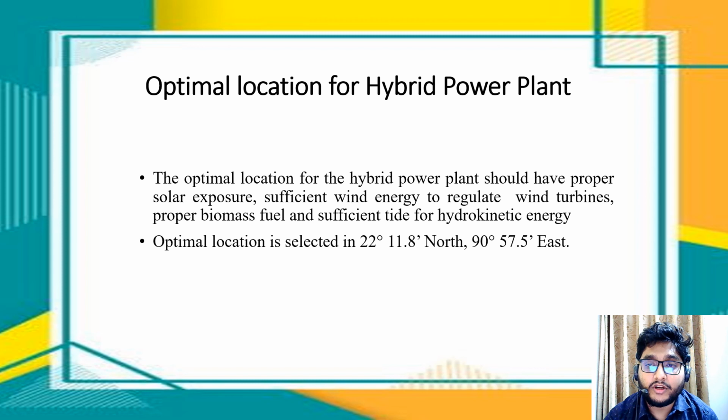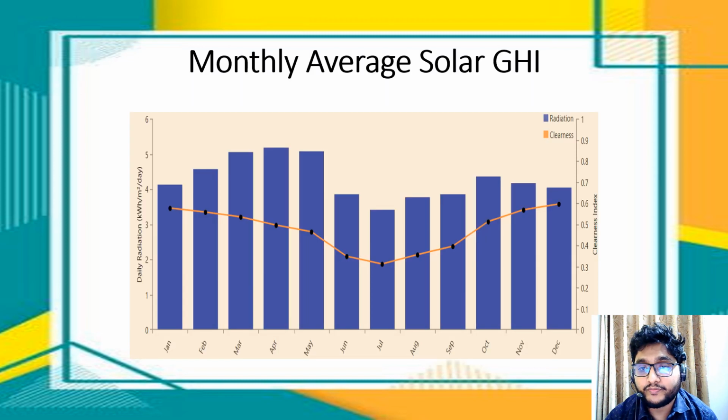Optimal location for hybrid power plant. The optimal location for the hybrid power plant should have proper solar exposure, sufficient wind energy to run wind turbines, proper biomass fuel, and sufficient tide for hydrokinetic energy. The optimal location is selected at 22° north and 90° east. This is the result from HOMER, which directly downloaded it from NASA's website.